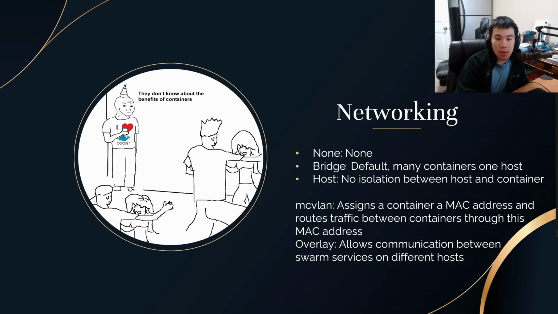There are other ones, such as overlay. The overlay network driver allows communications between different swarm services when the containers run on different hosts. And MACVLAN, a network driver that makes the container look like a physical device by assigning a MAC address and routing the traffic between the containers through this MAC address. I don't really know instances of where you would use these, so that's why I've put them separate, but I just wanted y'all to know they are still there.